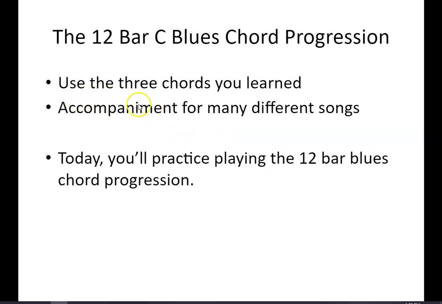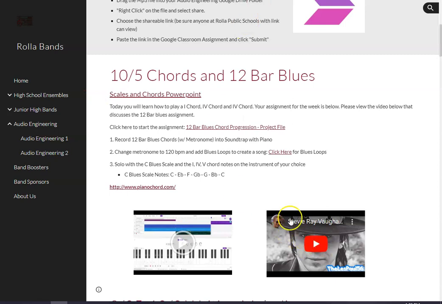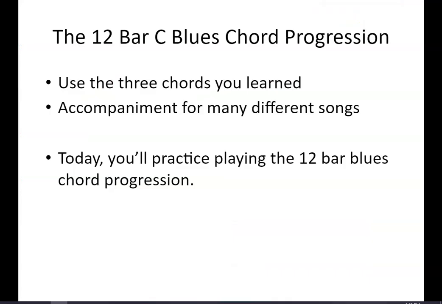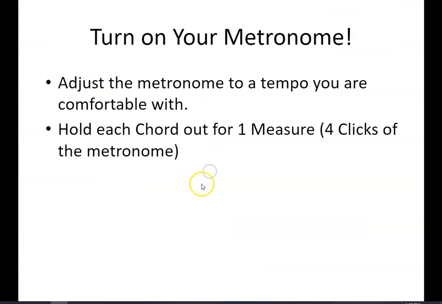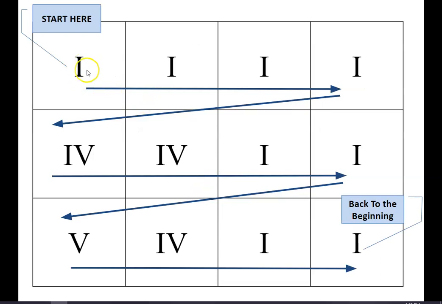Using those chords and those changes, we can create a blues chord progression. If you want to go back to our Google site and listen to the video with Stevie Ray Vaughan, the Pride and Joy video, that is an awesome representation of what your blues should sound like today. So our 12-bar blues chord progression, we're going to use the following pattern.